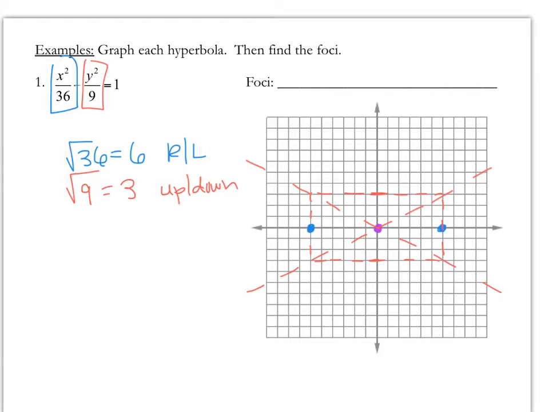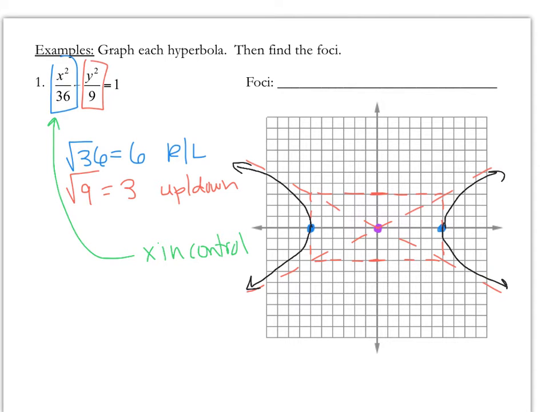So now we need to look at what's in control. Again, for the hyperbola ones, it's the first fraction that's in control. So I know x is in control, which means the two hyperbolas are going to face left and right. And I know that already because it's where I put the dots down. We're just going to draw two curves that hug against these asymptotes, one on the left and one on the right, but they start where you put those dots down.